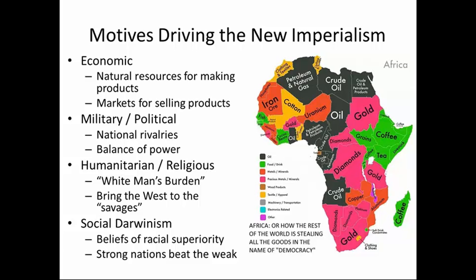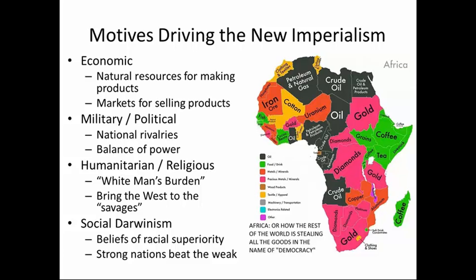Because this new imperialism, in my opinion, is a direct result of the Industrial Revolution. It's a direct result of capitalists and nations seeing how much money they can make with this new factory system. Well, guess what? You have to have two things in order to produce factory goods and make money off of it. You have to have the natural resources and the raw materials to make your products, and then you have to have somebody to sell those products to. And the new imperialism is going to give capitalists both of those things.